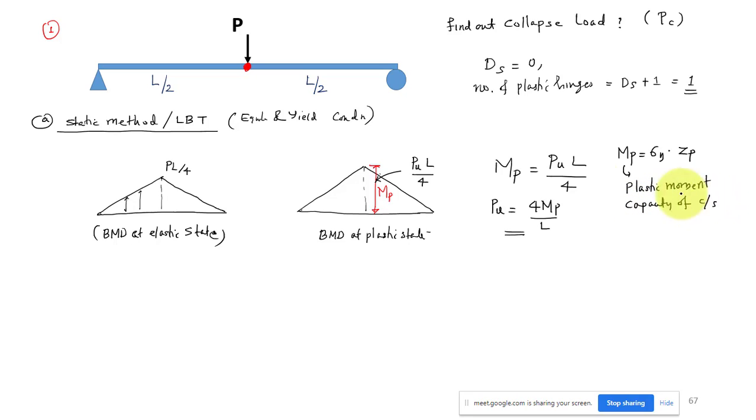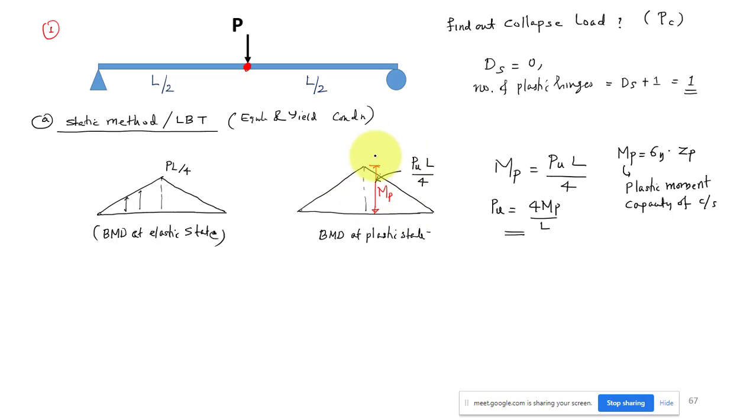Because the beam is given, it has some dimensions B and D, let us say a rectangular beam. If we know B and D, it has some plastic section modulus ZP, BD squared by 4, and that value is fixed. Let us say this beam is made of steel, so it has some yield strength sigma y, the strength of the material. So the plastic moment capacity is fixed. MP is a constant value for this beam cross section. So 4 times MP by L is the collapse load for this beam. That is what we get from the static method, or lower bound theorem. This is how we have to draw the bending moment diagram at the plastic state, then I can directly make use of the equation.